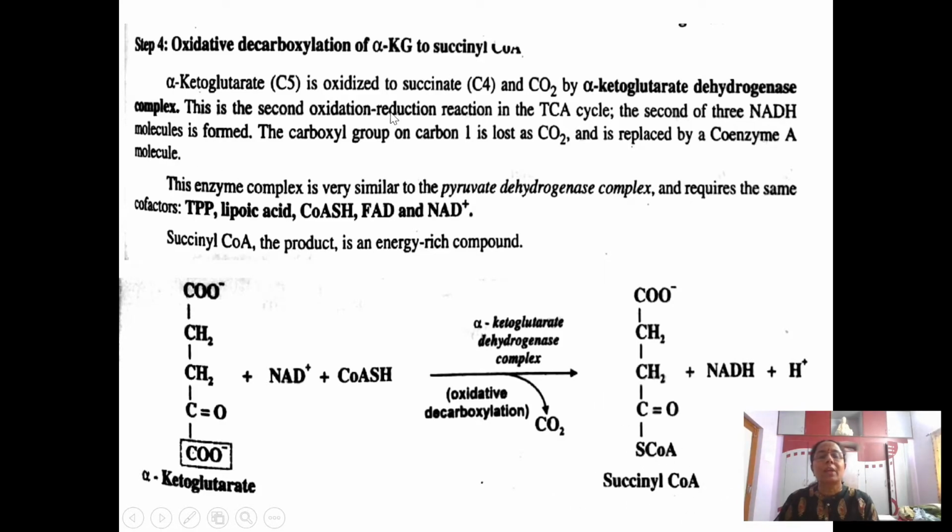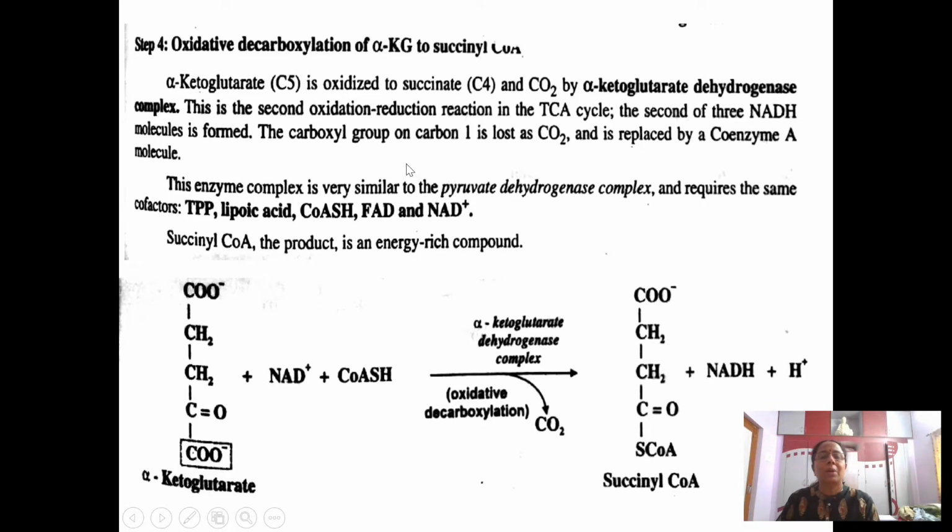What is the product produced? Succinyl-CoA. This is the second oxidation reduction reaction in the TCA cycle, and in the previous one, I told you one molecule of NADH is produced. Totally there will be liberation of 3 NADH. So, in this step, the second NADH is produced. Alpha ketoglutarate, which contains 5 carbon atoms, is oxidized to succinyl-CoA. One carbon is lost as CO2, by the enzyme alpha ketoglutarate dehydrogenase complex. And this is the second oxidation reduction reaction in the TCA cycle, and out of 3, this reaction produces the second NADH.